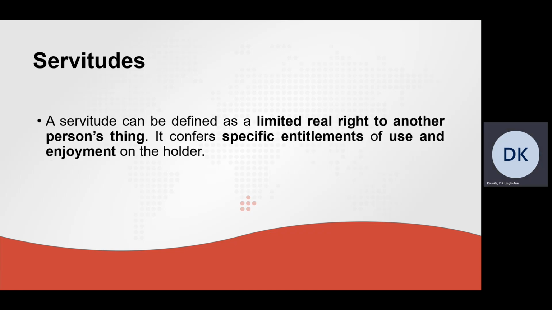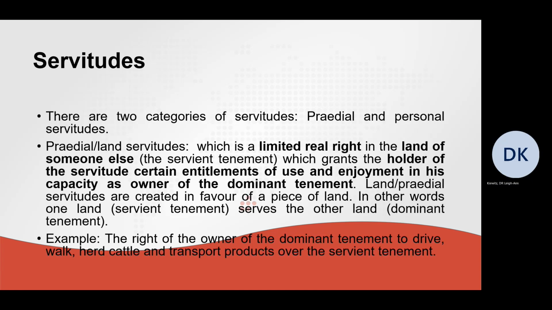What is a servitude? A servitude can be defined as a limited real right to another person's thing. It confers specific entitlements of use and enjoyment on the servitude holder. There are two categories of servitudes, namely predial servitudes and personal servitudes. A predial servitude is a limited real right in the land of someone else, which grants the holder of the servitude certain entitlements of use and enjoyment in his capacity as owner of the dominant tenement.